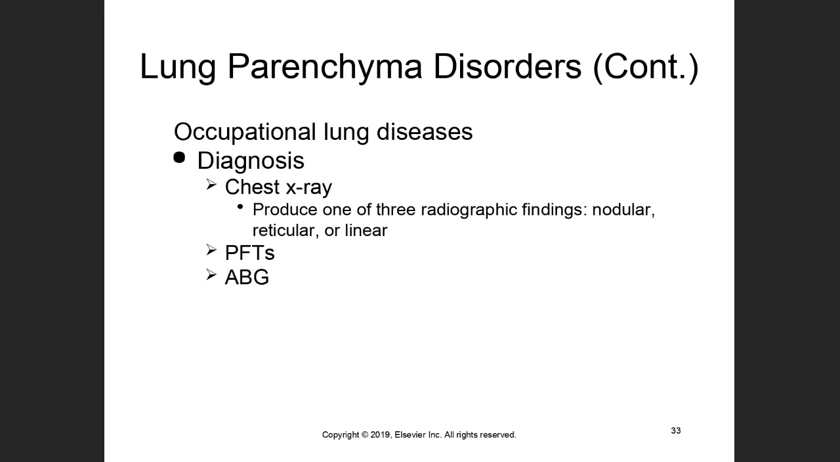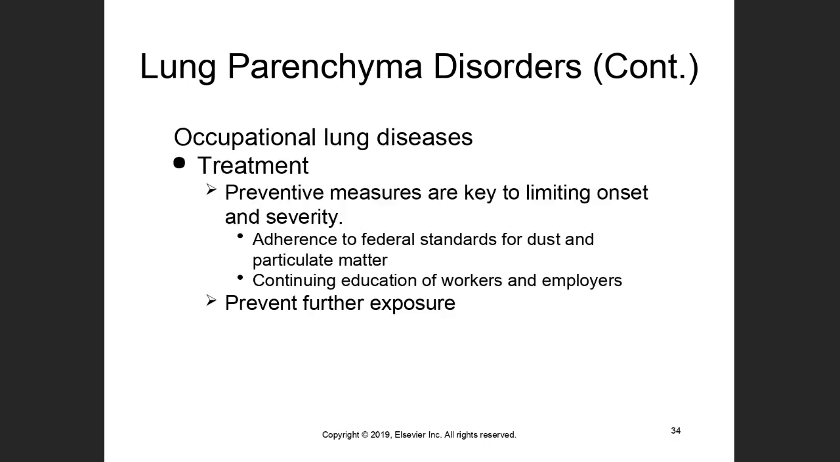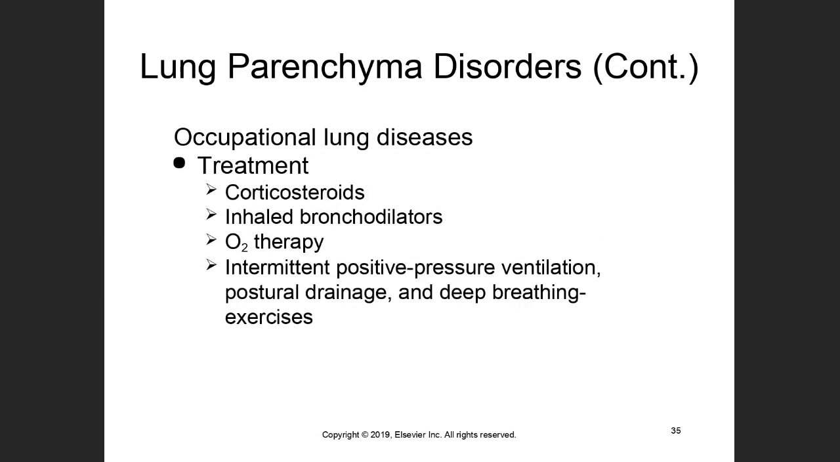Diagnostic: always do a chest X-ray, pulmonary function test, and ABG. The treatment is preventive measures and preventing further exposure. Okay, that's one of the main treatments. Also corticosteroids. Most of the time in those inflammatory processes, you have to use corticosteroids. Remember that corticosteroids, a type of steroid, are special for inflammatory processes. Also, you could do inhaled bronchodilators and oxygen therapy.